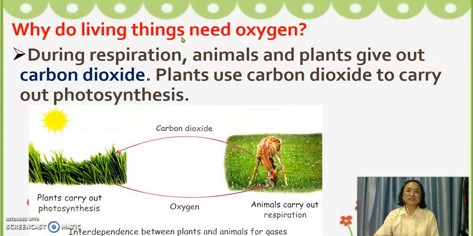Why do living things need oxygen? During respiration, animals and plants give out carbon dioxide. Plants use carbon dioxide to carry out photosynthesis.